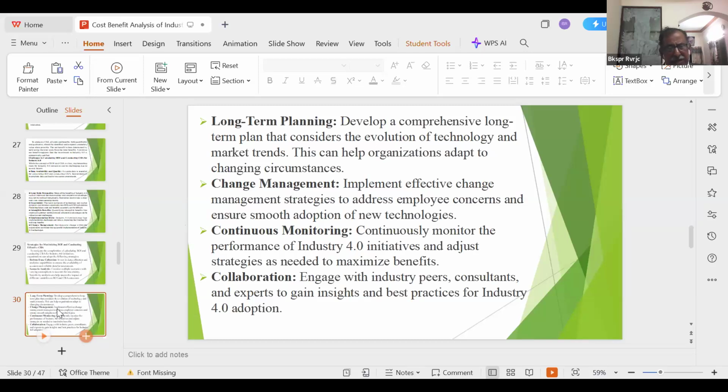Collaboration. Engage with industry peers, consultants, and experts to gain insights and best practices for Industry 4.0 adoption.